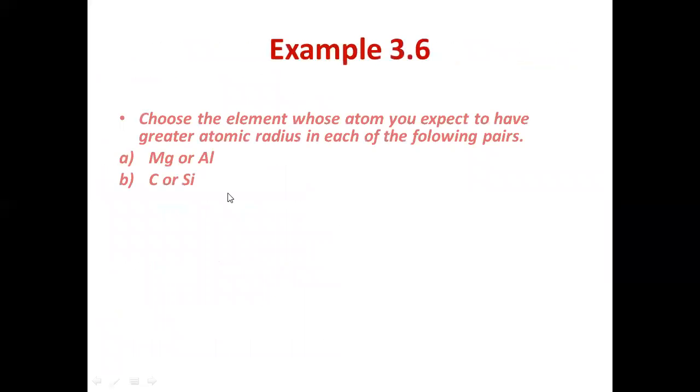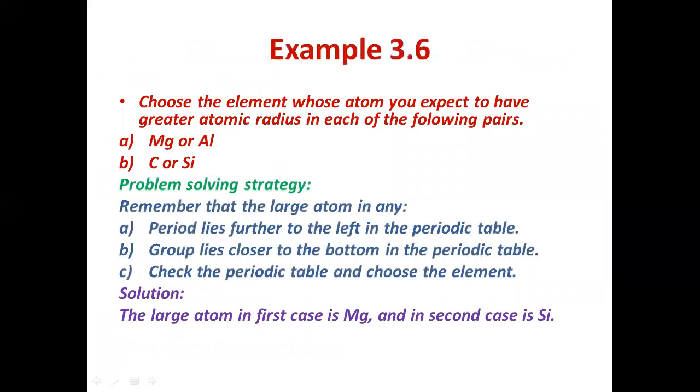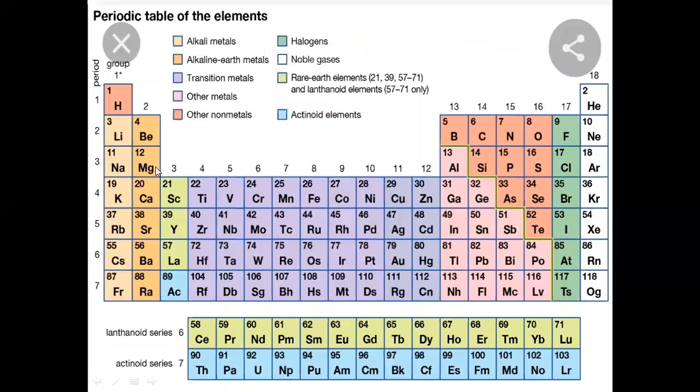Example 3.6: choose the element whose atom you expect to have greater atomic radius in each of the following pairs. The first pair is magnesium or aluminum, the second is carbon or silicon. We have to find out the greater atomic radius. Let us see magnesium or aluminum. Magnesium is present in group number 2 and aluminum is present in group number 3. I told you that when we move from left to right along the period, atomic radius decreases. It means magnesium has greater atomic radius than aluminum.